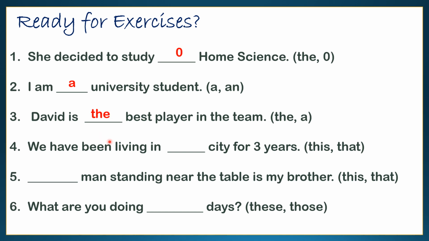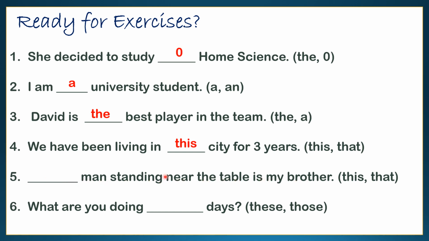Now here it comes. We have been living in dash city. City is singular, so both of these we can use. So how to find out which one to use? If you look at the tense here, we are using present perfect continuous tense. When we say continuous tense living, we are still representing the present tense. So we should go with this because it is close by. Present tense in time is actually where we are living. So this.